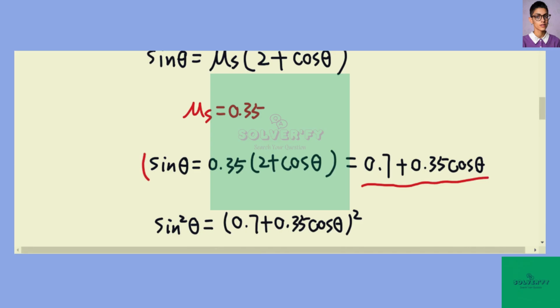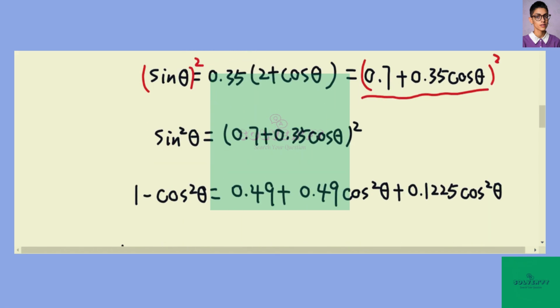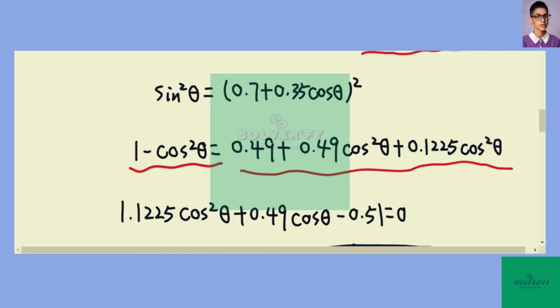Then we can square each side. Eventually we have sine squared theta is equal to (0.7 plus 0.35 cosine theta) squared. Then we expand it: we'll have 0.49 plus 0.49 cosine theta plus 0.1225 cosine squared theta on the right side. And on the left side, we have 1 minus cosine squared theta, since sine squared theta is equal to 1 minus cosine squared theta. Therefore, eventually we have 1.1225 cosine squared theta plus 0.49 cosine theta minus 0.51 is equal to 0.